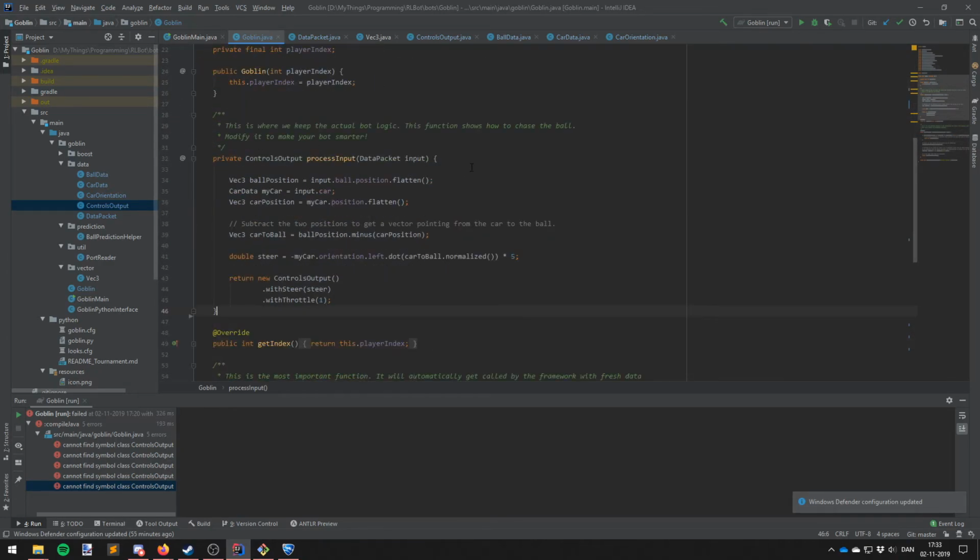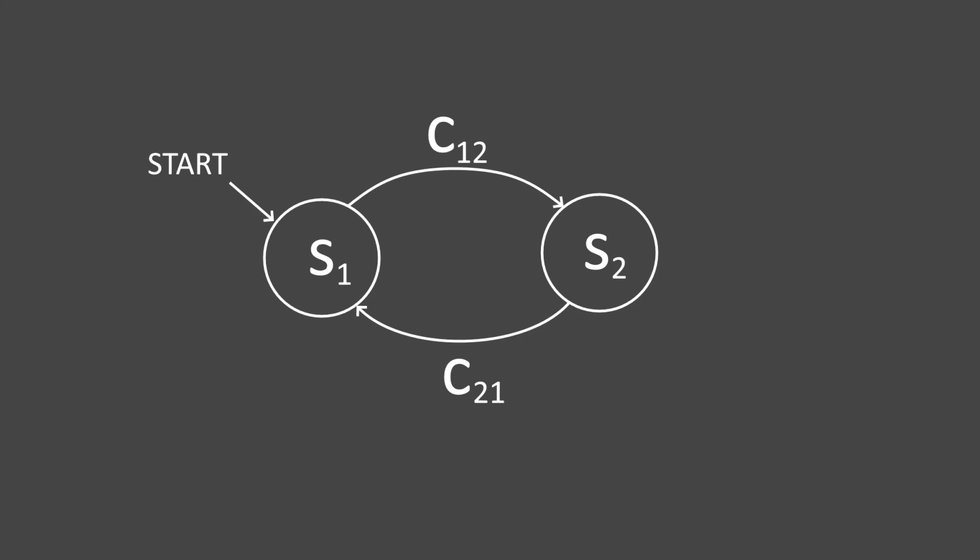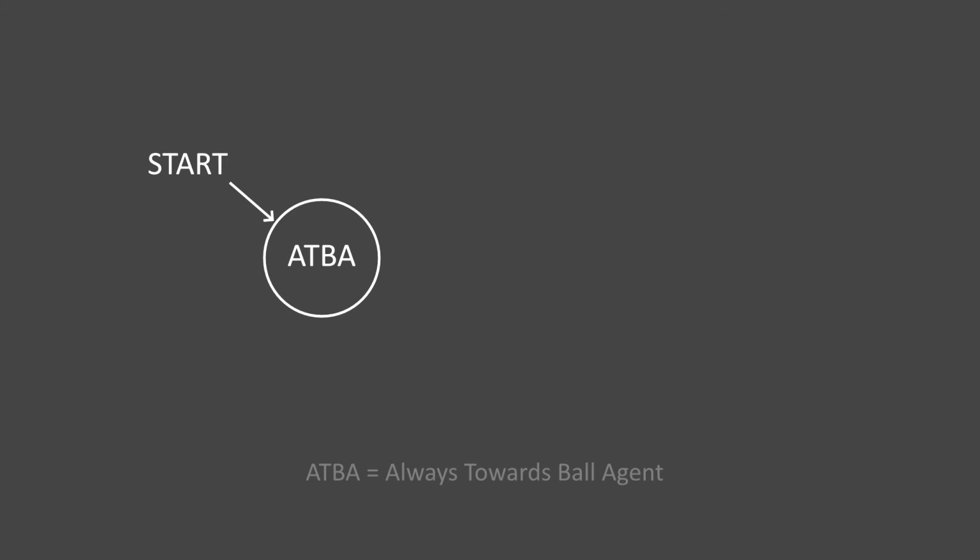And now I believe we are ready to talk about state machines. State machines are probably the simplest kind of AI there is. It consists of some states and then transitions between them, and those transitions happen once some condition is fulfilled. In one way we could say that we already have a state machine, we just only have one state, and that is the AtbaState that chases the ball.